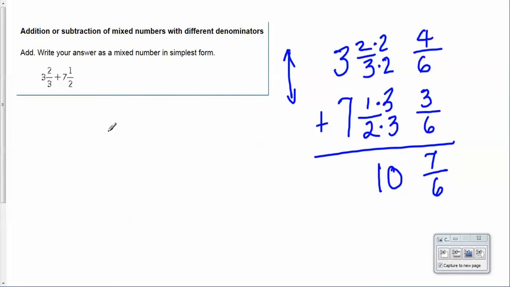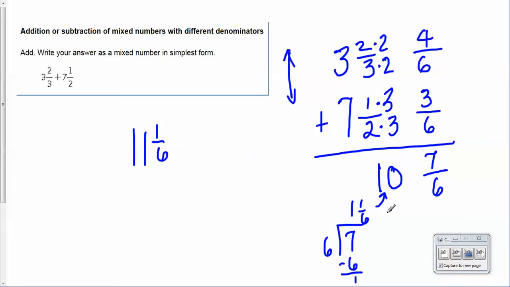So that's a reasonable answer, 10 and 7 sixths, but I can turn this 7 sixths into a mixed number also. 7 divided by 6 equals 1 and 1/6, which I am then going to add to the original 10 that I have. So 10 plus 1 is 11, plus 1/6. 11 and 1/6. 10 plus 1 and 1/6, which is what I turned 7 sixths into, equals 11 and 1/6.